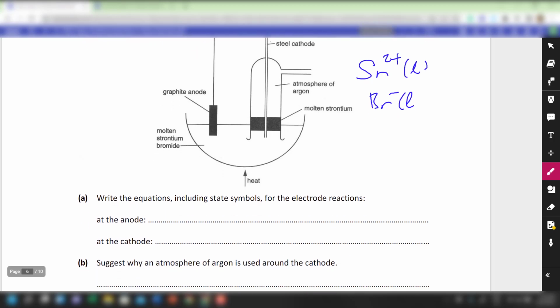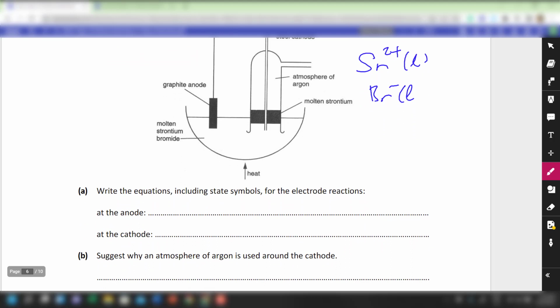Over at the graphite anodes, I expect bromide to be oxidized, so it's in the liquid phase, bromide to be oxidized to give us bromine. At such a high temperature, if you check up, the melting point of strontium bromide is about 640 plus degrees Celsius. So this whole setup is likely to occur at around 650 to 680 degrees Celsius. At that temperature, I expect bromine to exist as a gas, so it will be produced as a gas accompanied by 2 electrons.